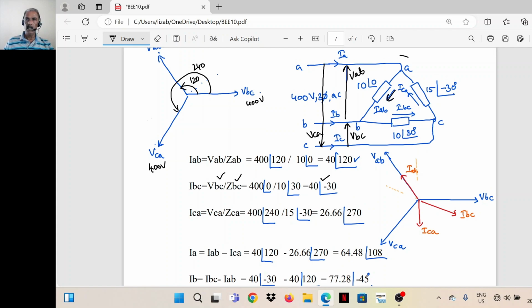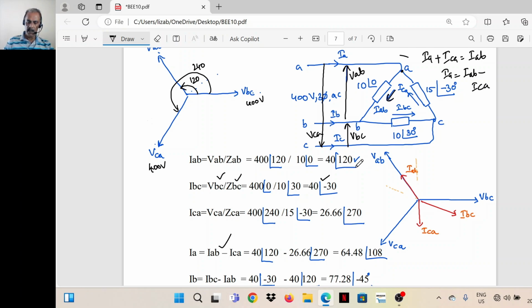Now we have to find out the line currents. For the line current IA, we have to apply Kirchhoff's law to this node. The incoming currents are ICA and IA, and the outgoing current is IAB. So incoming current IA plus ICA is equal to IAB. So IA is equal to IAB minus ICA.